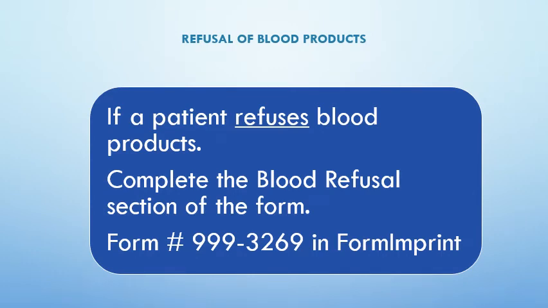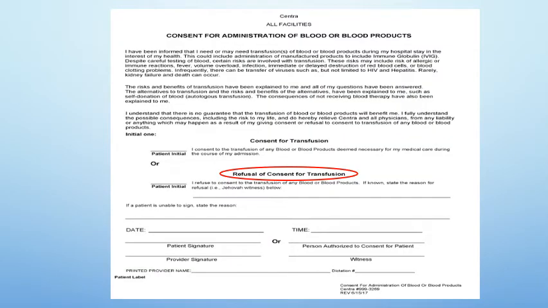If the patient refuses blood products, there is a blood refusal section on the form. Please make sure that you complete that section. You can see the refusal of consent for transfusion circled on this form right here. They would initial on that patient initial section underneath there. It says I refuse to consent to the transfusion of any blood or blood products. If known, state the reason for refusal. So please write on that line what the reason for refusal is if it's known.